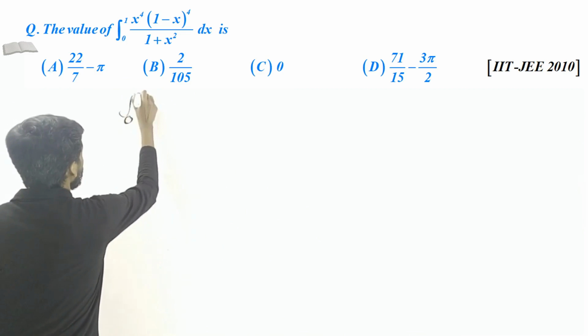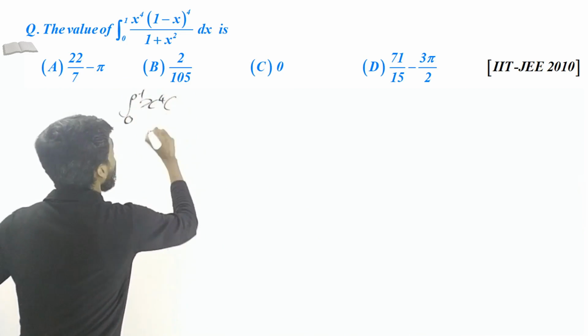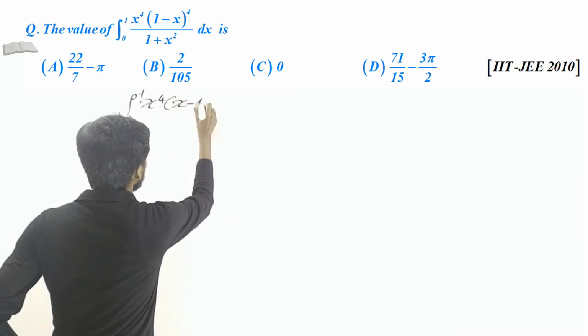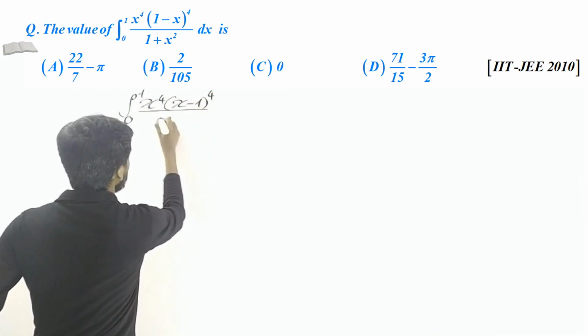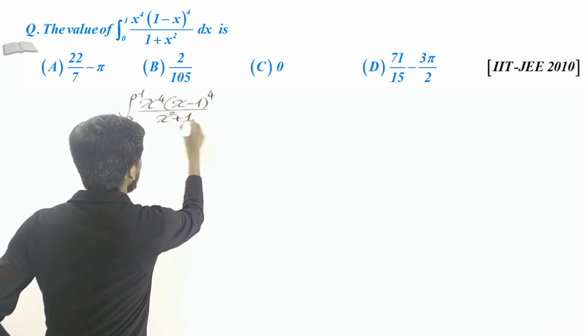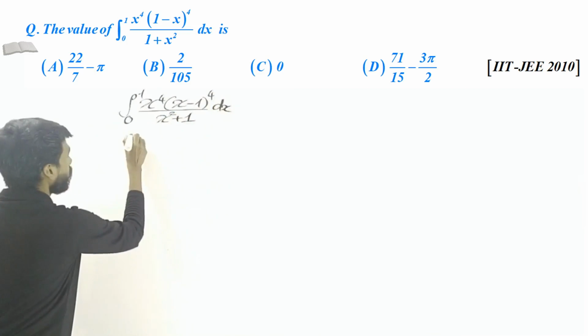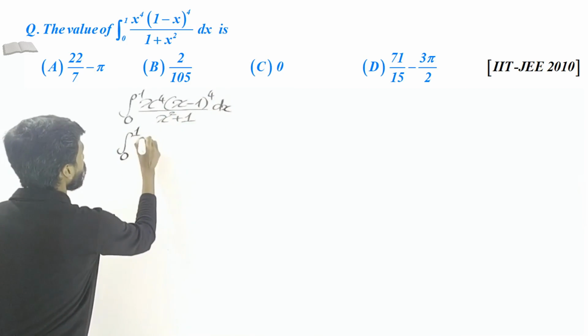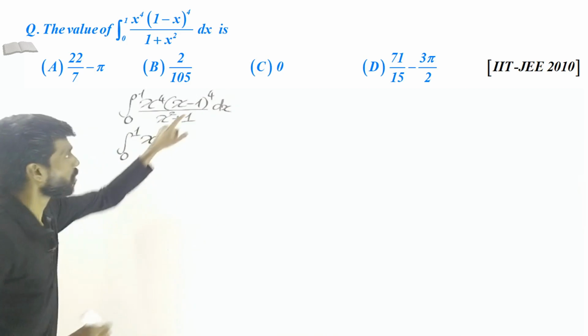Yes. Now let us write this question. So integral 0 to 1 x to the power 4, and 1 minus x, I am writing it as x minus 1, because anyway the power is even. So divided by x square plus 1 dx. So let's simplify the numerator. So it is 0 to 1, x to the power 4.